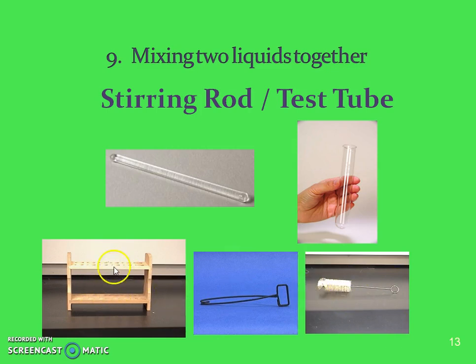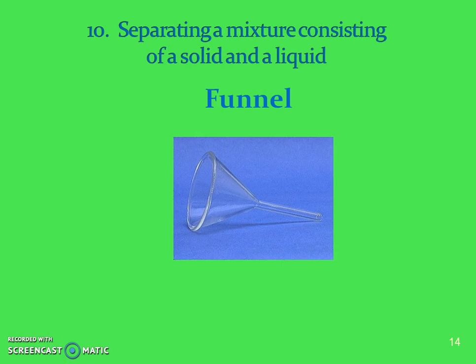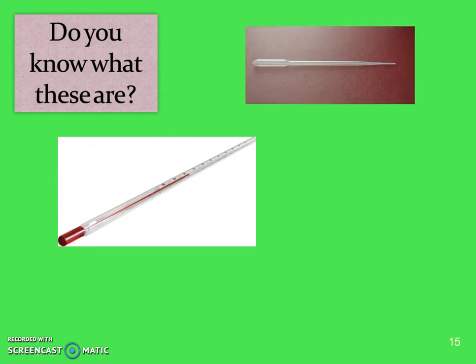The test tube holder just holds a test tube for stabilization. That's a test tube rack. A test tube holder holds the test tube while we're heating it up. And of course, the test tube brush is going to clean it. If we're separating a solid and a liquid, you're going to use a funnel and some filter paper. So do you know what this is and what it would be used for? Hopefully you said thermometer, and it's used to measure the temperature.